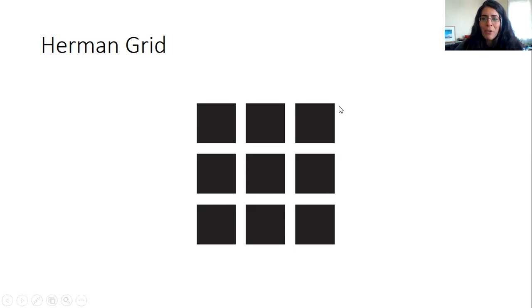This is called the Hermann grid, and if you look at this long enough, you probably see grayish circles at all of these intersections. Okay. Now, if you measure the physical properties of this stimulus, the wavelength of light, the intensity of the light that's being reflected into your eye, there is no change in the physical property of the stimulus at these intersections. This is a function of our nervous system. That's our perception.